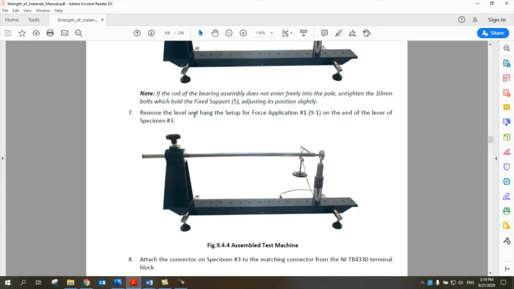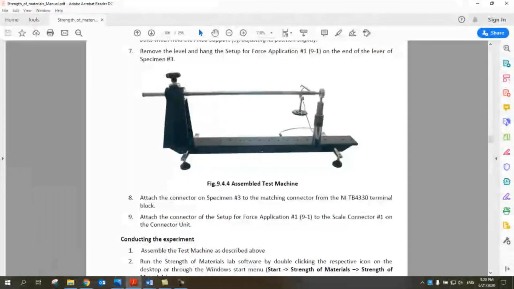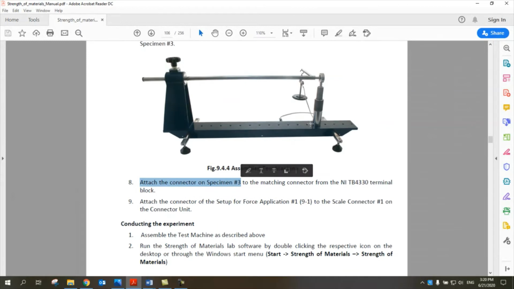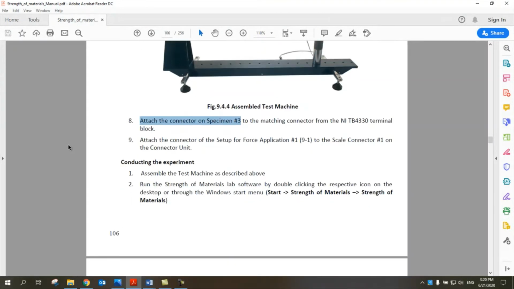Remove the level and hang the setup for force application. This is force application, in which we will apply some forces because of gravity. It will make some load, and then finally attach the connectors on specimen number 3. So this is for the force, and there is one connector here to read sensor number 1, 2, 3, and send the data to the computer. Okay, let's go and conduct our experiment.